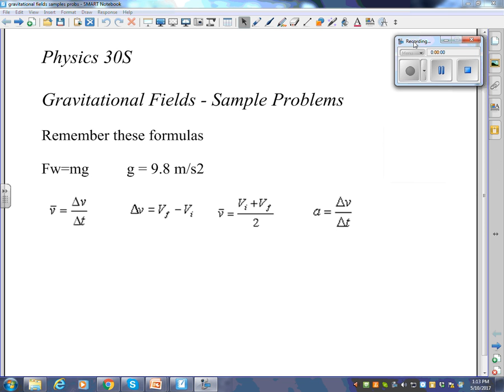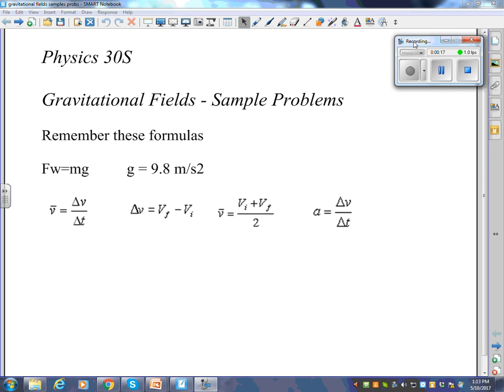A reminder that really all of this stuff is just dynamics and kinematics, but now instead of things going sideways, it's going up and down, right? So it's really just a review with a 90-degree twist. So a quick reminder of some formulas.